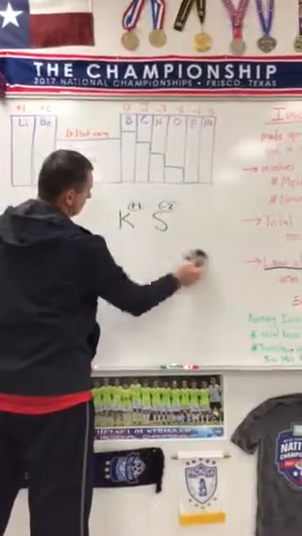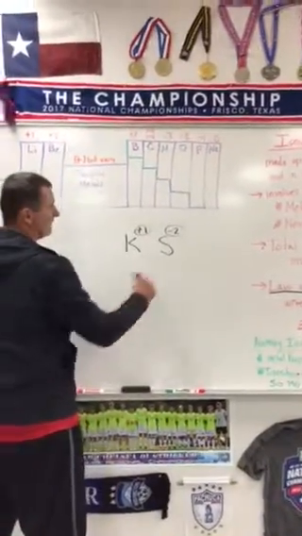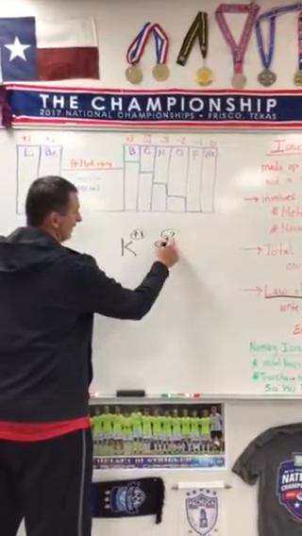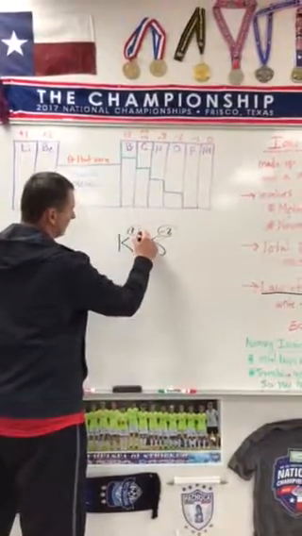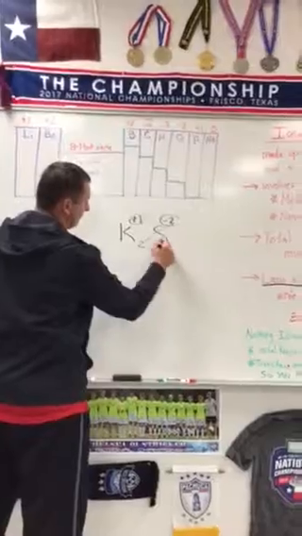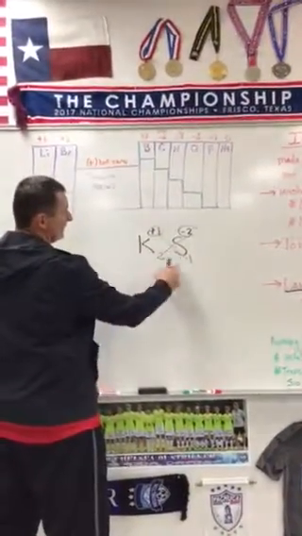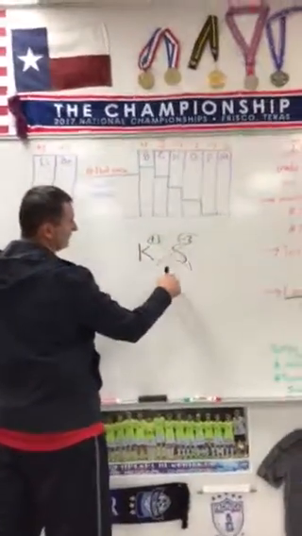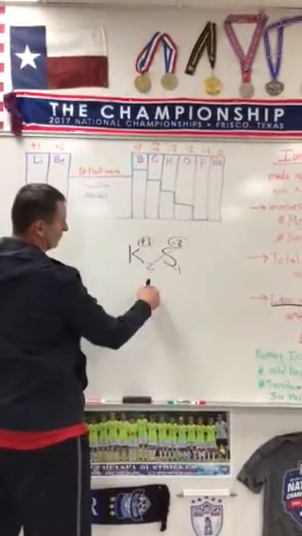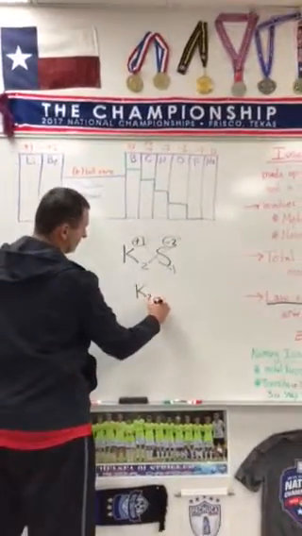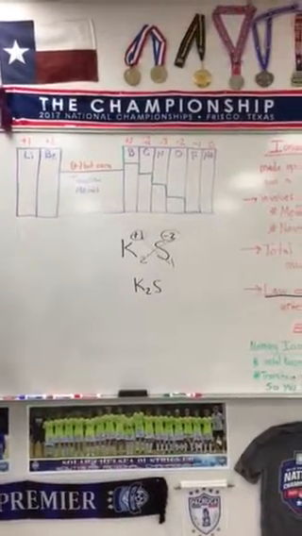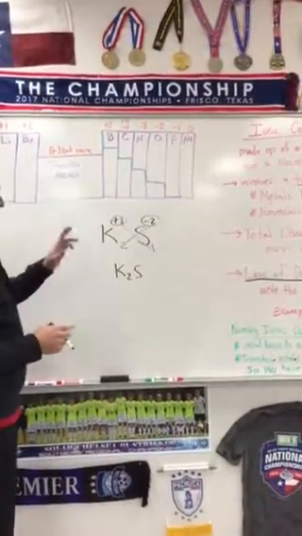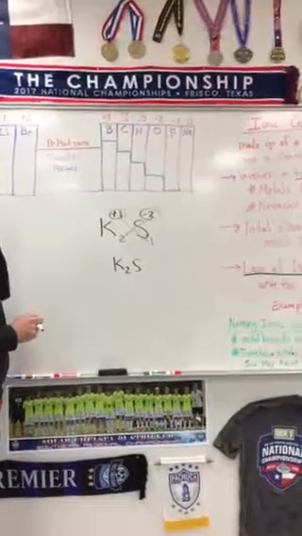Now, the other way to do it is called the crisscross method. So I can take the number, not the charge, just the number, and throw it here. I can take the number, not the charge, just the number, and throw it there. Then you crisscross the oxidation numbers and reduce. Can I reduce 2 and 1? No. So then it's written correctly as K2S. So that's kind of a cheat way to do it. It's just crisscross and reduce. It will always give you the lowest common denominator.